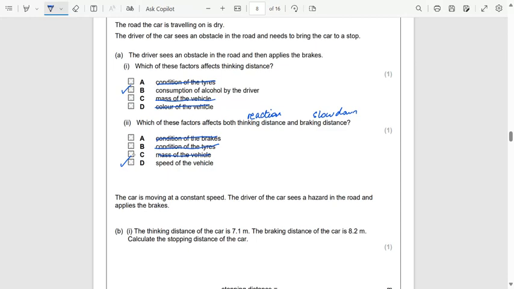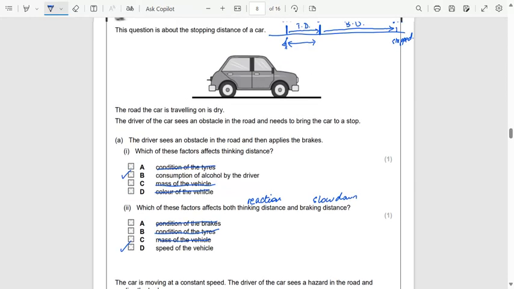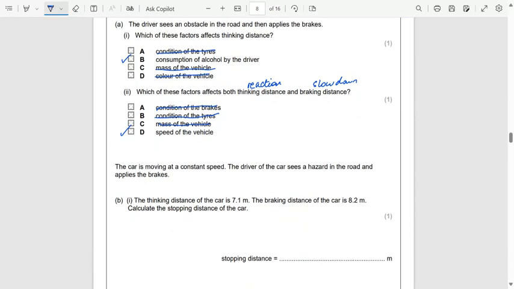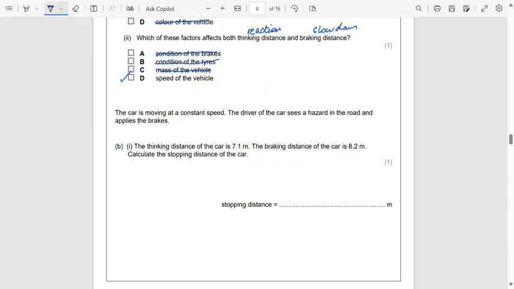And what that means is, whilst the driver is reacting, the car covers a certain distance. Now, if the car is moving faster, it will cover a larger distance whilst the driver is reacting. So the distance covered in a certain amount of time would be bigger. So the speed of the vehicle does affect both.